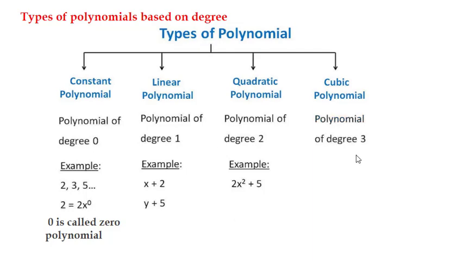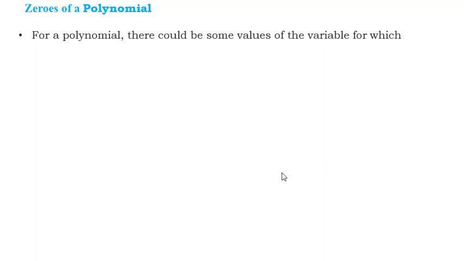And for a cubic polynomial the degree is 3. So 8x^3, 2x^3 + x + 1 etc. are examples of a cubic polynomial. Now, zero of a polynomial. We have discussed zero of a polynomial also in our 9th standard.